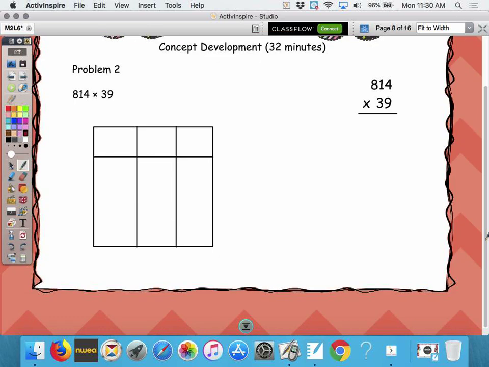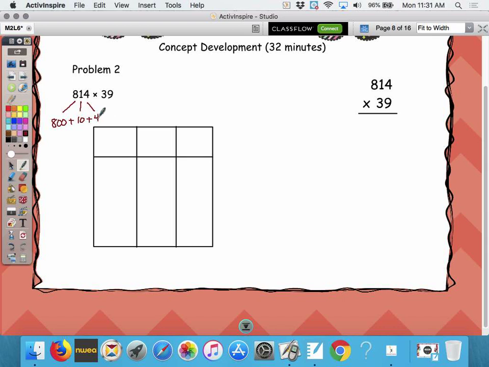Okay, so we've got 3 columns. That means we've got a 3-digit number we will break apart. Now I need some help here. You're going to have to go back to expanded form, probably 3rd grade. How do I write 814 for me in expanded form? 800 plus 10 plus 4.